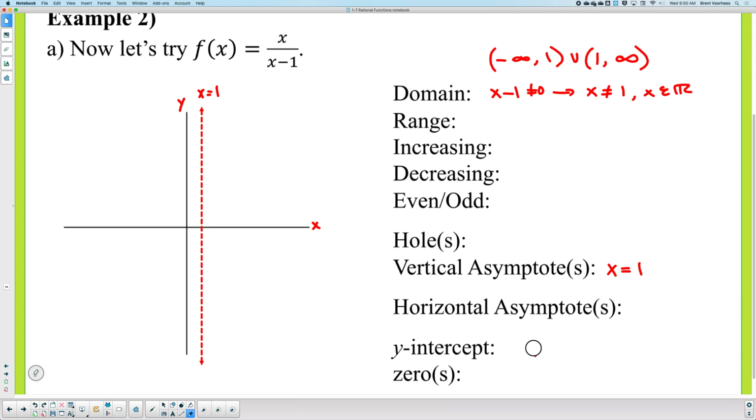So what I'm trying to find, let me say it this way, I'm finding f of 0. That's how you find a y-intercept. You plug in 0 anywhere you see an x. So what is 0 minus 1? Negative 1. And what is 0 divided by negative 1? 0 divided by negative 1 is 0. So that means the y-intercept is at the origin.